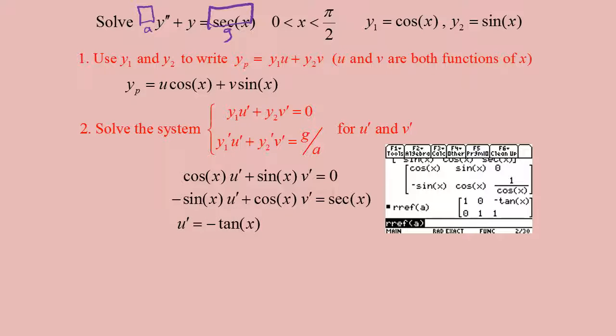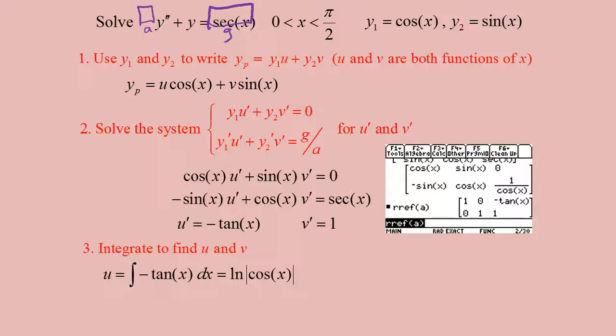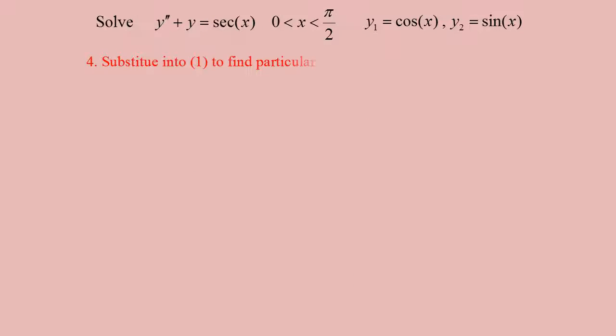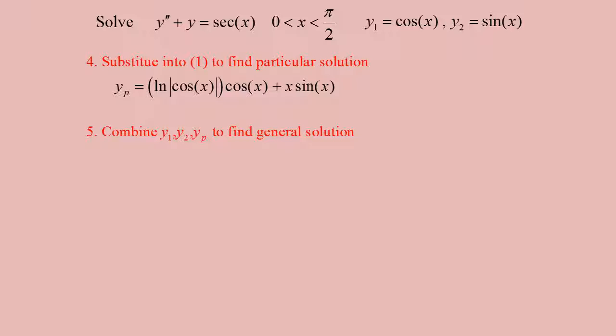So we end up with u prime equals negative tan, v prime equals 1. We need to integrate those to find the u and the v. We then substitute those into what we had in number 1 to find the particular solution. We then want to combine the particular solution with the y1 and the y2 to find our general solution. And unlike what I was pointing out in the previous one, which didn't apply there either, there's not really anything here that can be combined together.